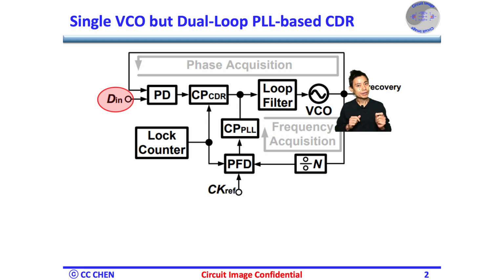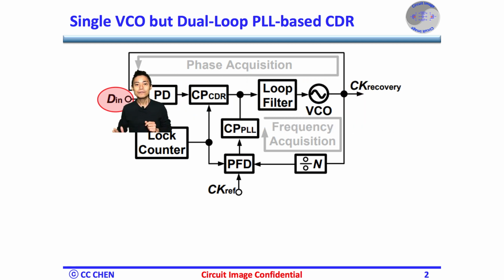Let's start with the single VCO PI-based CDR as an example, which may eliminate the mismatch, frequency pulling, and area issues. In addition, the dual loop can still have the frequency tracking loop to avoid the false lock, and the phase tracking loop will still be phase aligned with the input data.